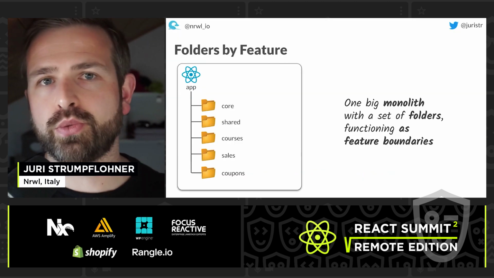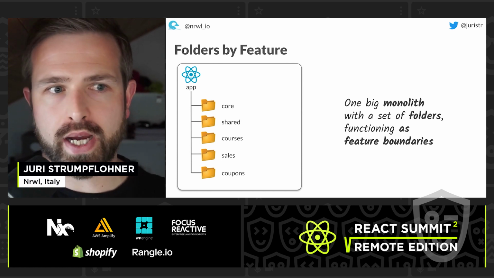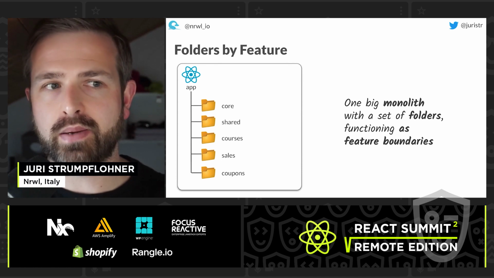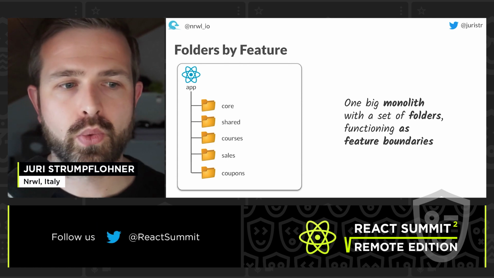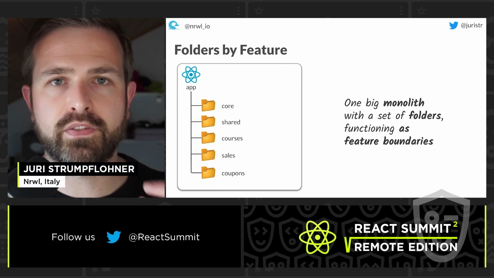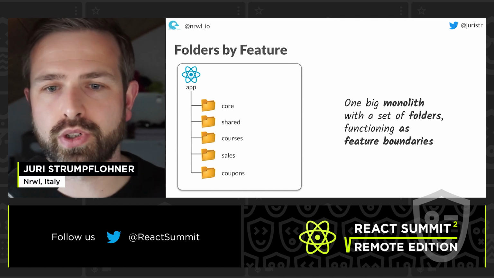So this is basically the structure which you usually get when you generate a new project, right? So what I call this is kind of monolithic structure. So you have that application, you have the different types of folders, where each of those folders kind of represents a functionality and a feature boundary usually.